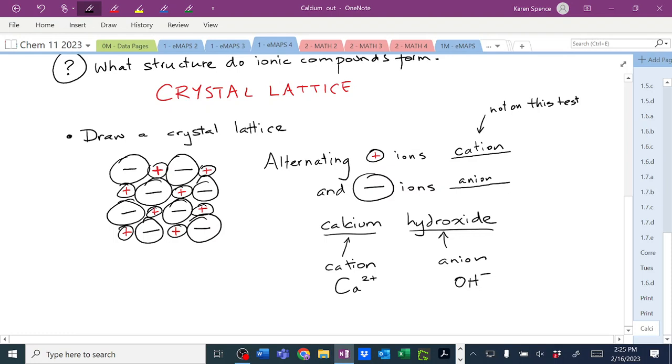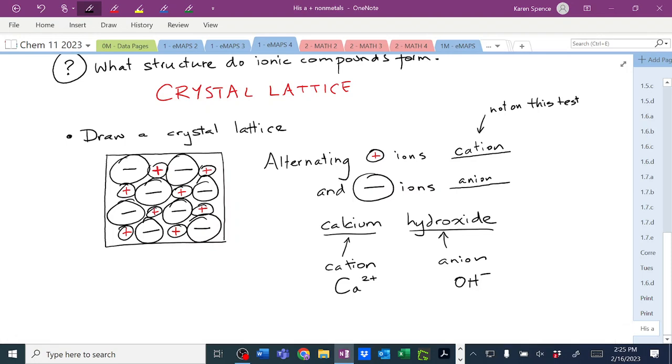Now, I am going to draw a box around this, because I want to shrink it so that it is not such a pain to draw. I don't want to always be drawing positive, negative, positive, negative. It could take us all day just to do that. So here we have our crystal lattice, and because it's a crystal lattice made of ions, we can specifically call it an ionic crystal lattice.